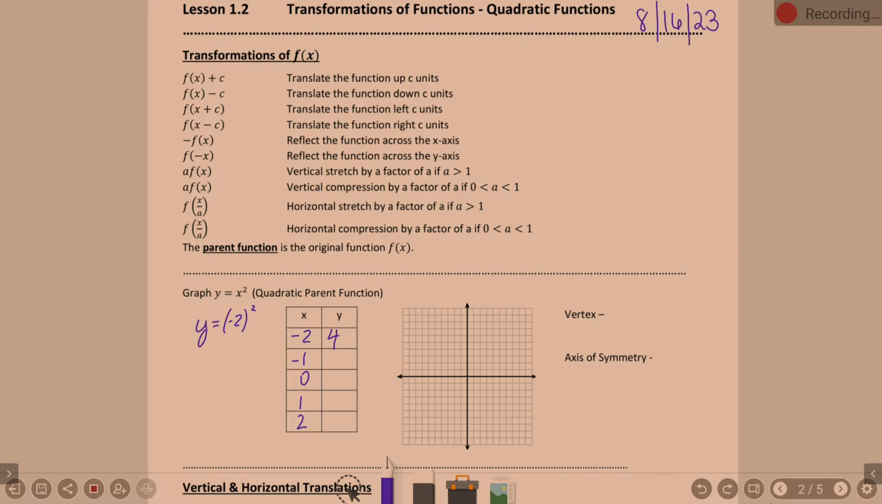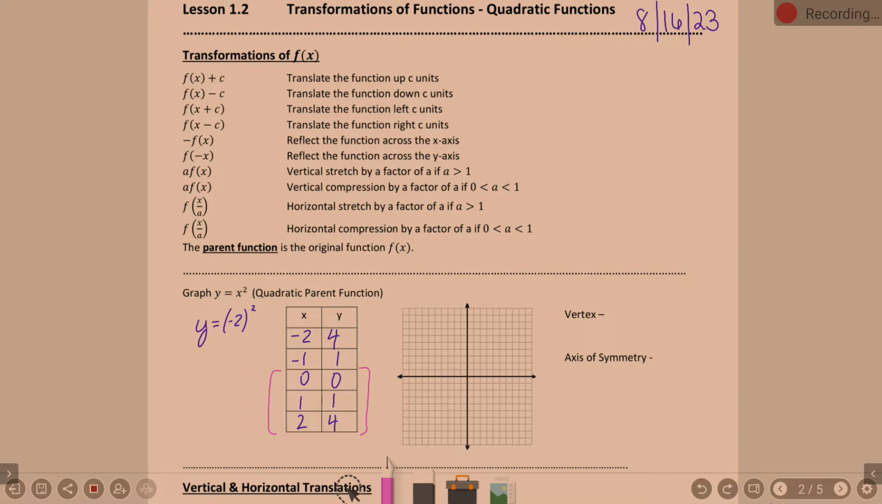Negative 1 squared. What is negative 1 squared? Negative 2? No, positive 2? No, 1. Oh, gosh. How about 1 times 1 is 1. Negative times negative is a positive. 0 squared? 0. 1 squared? 1. 2 squared? 4. I will say that when I do an XY chart, I tend to do this piece of the XY chart right there and then just reflect it, because if I know one half of the parabola, I know the other half of the parabola.